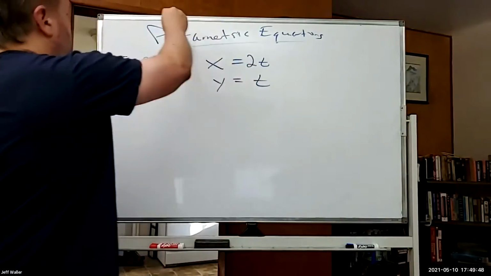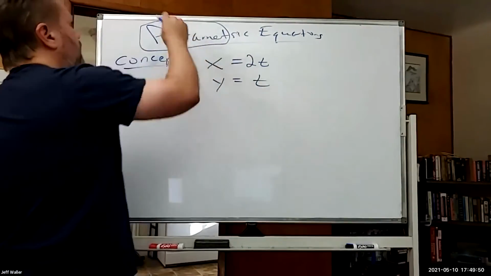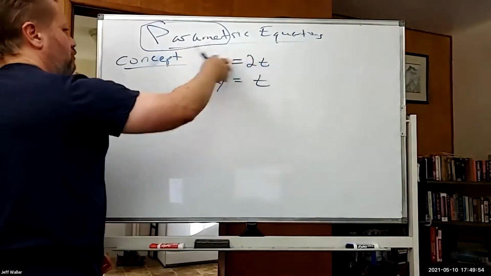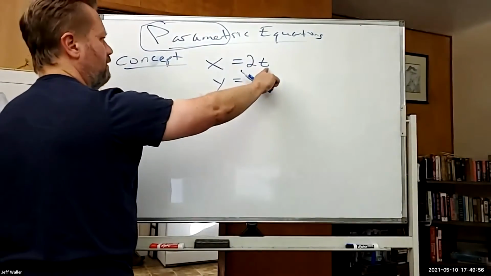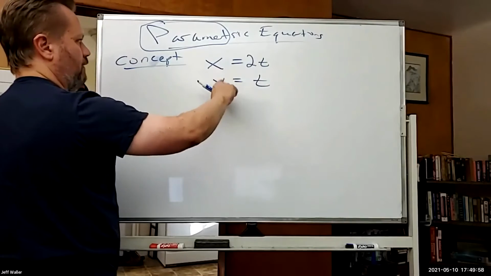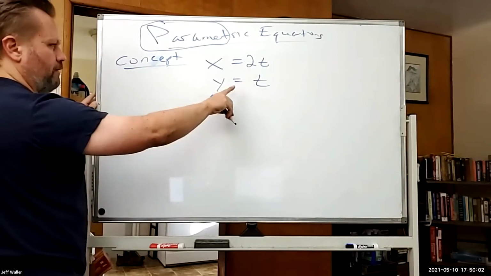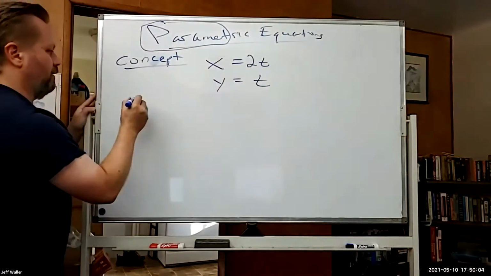So a parameter is not in itself a variable, really. It's what controls everything else. So this is what's controlling both of these. So let me ask you this. All right, let's do something.